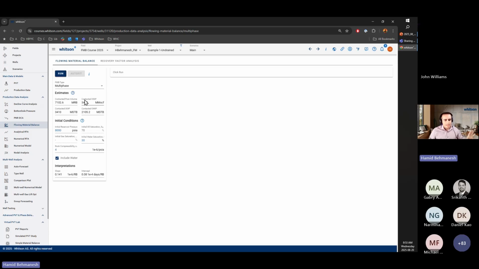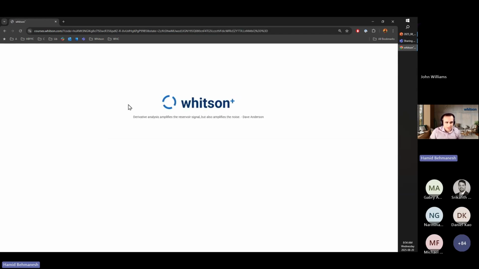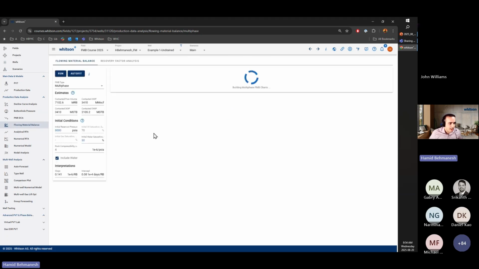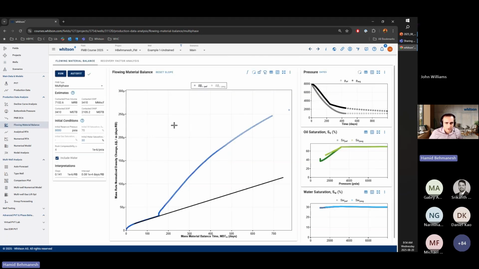Sometimes if the run function doesn't work, your best friend is Control-Alt to refresh the page, but sometimes it's also recommended to press Control-Shift-R, which basically gives you the latest version of the software. So Control-Alt and Control-Shift-R are basically your friends.